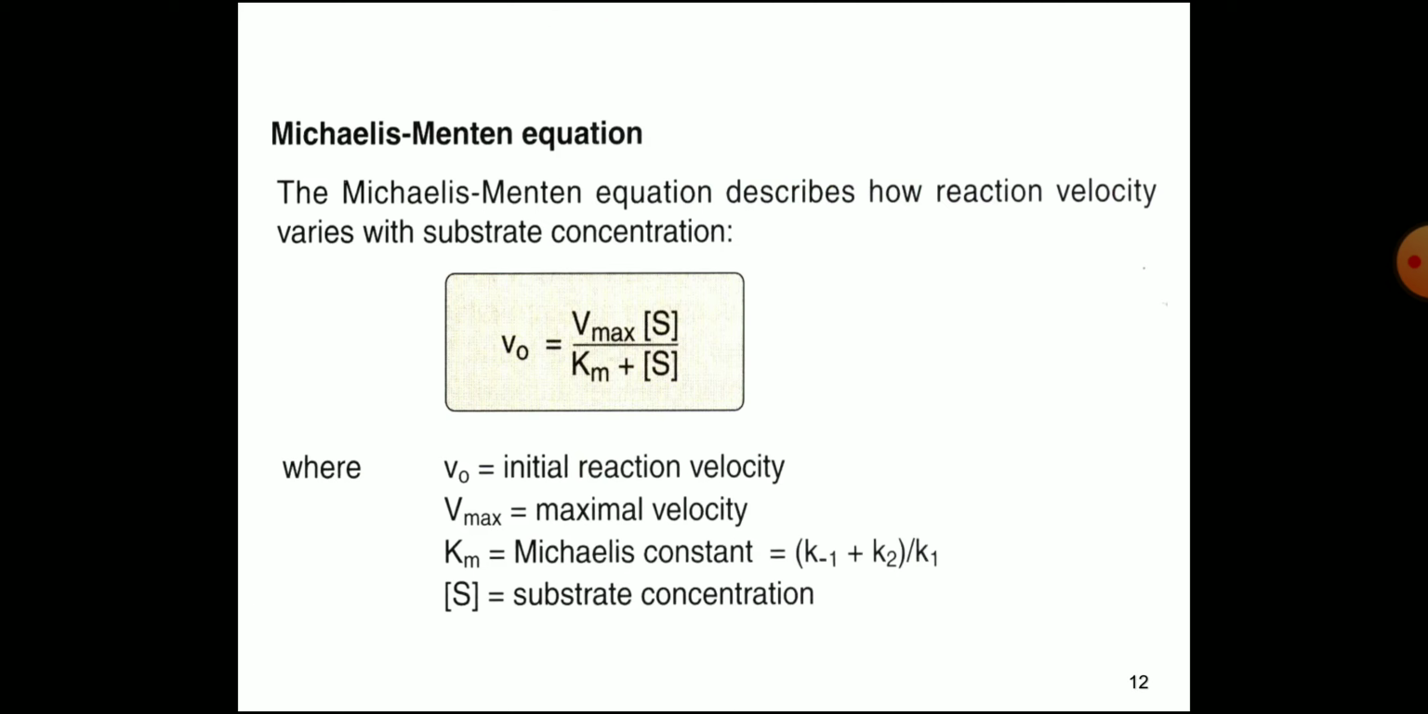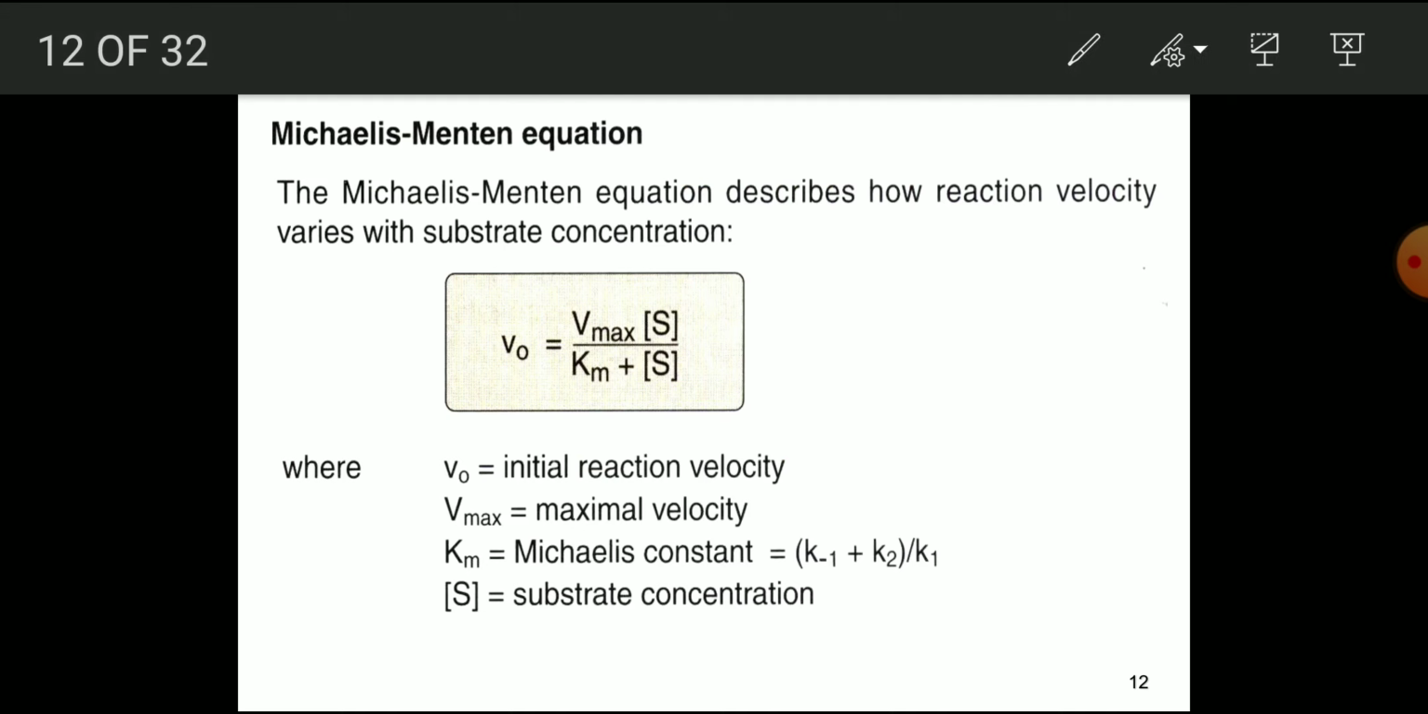This part you have to mention when you are asked to write about the effect of substrate concentration on the enzyme velocity. That is the second question, a 3-mark question. You have to write these two graphs and explain the action of increasing substrate on the enzyme velocity. There again you have to mention the Michaelis-Menten equation. The Michaelis-Menten equation describes how reaction velocity varies with the substrate concentration. That is the importance of the Michaelis-Menten equation.